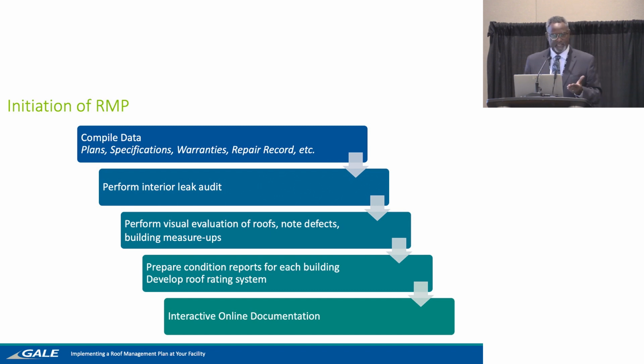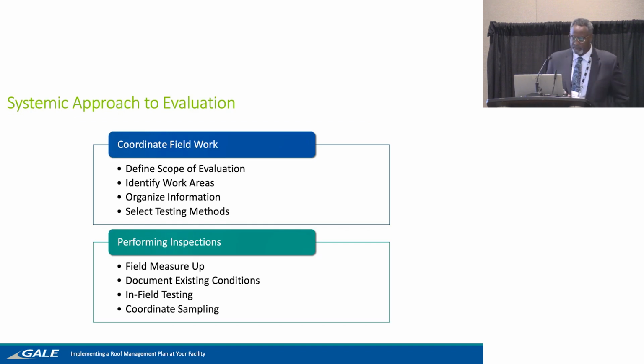But you create a rating system now, and you start sorting out your roofing systems and roof areas in some sort of hierarchy. And then like I said earlier, there's interactive online documentation. There are many programs out there that you can utilize to input this data in. So you start considering what you might want to use to do that.